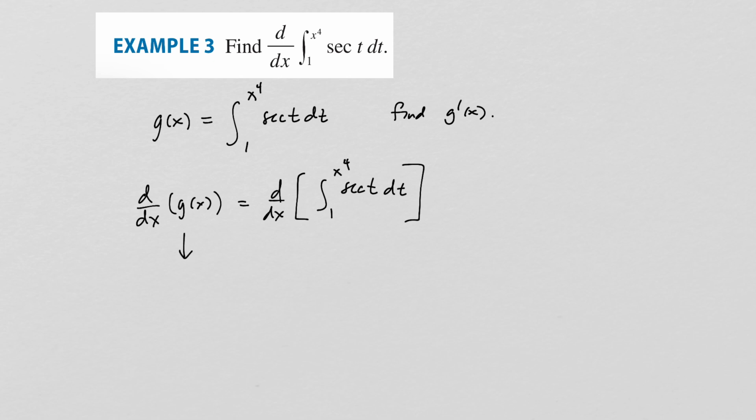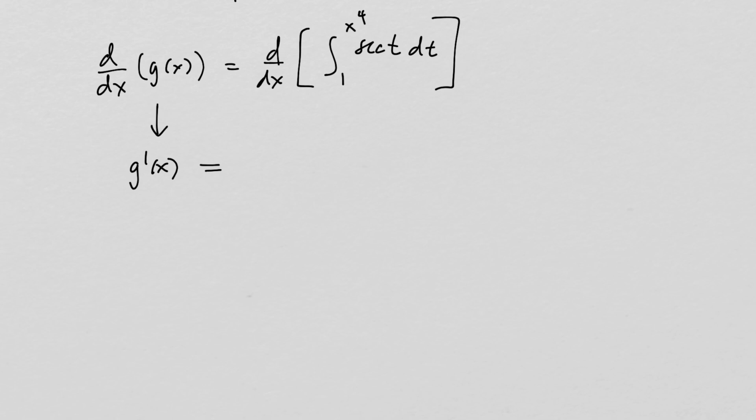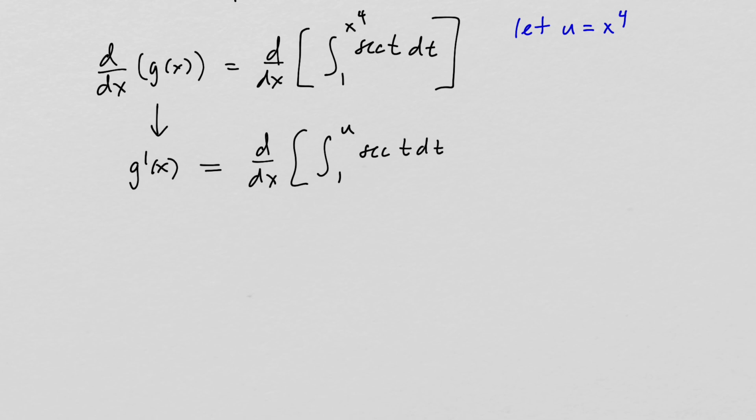Now, the derivative on the left side, of course, this is just g prime of x. But then how do you do the derivative on the right-hand side? See, we can't use the theorem exactly because we don't just have x here. We have x to the fourth here. So to do this, what we have to do is make a substitution. I'm going to let u be equal to x to the fourth. And if I do that, this becomes the derivative with respect to x of the integral from 1 to u of secant of t dt.